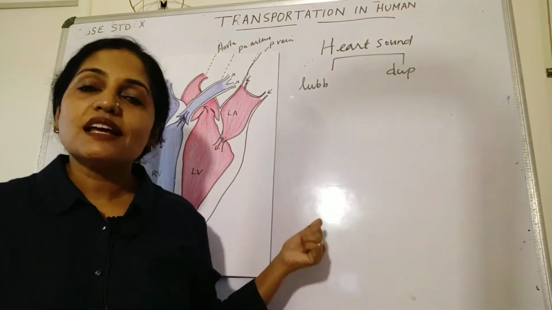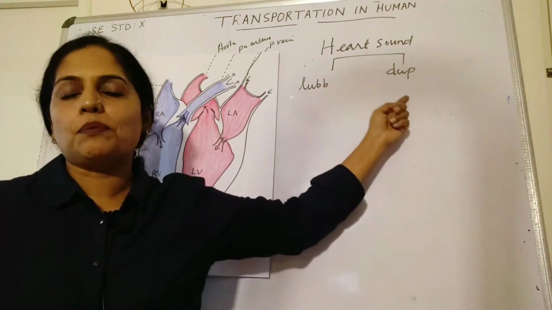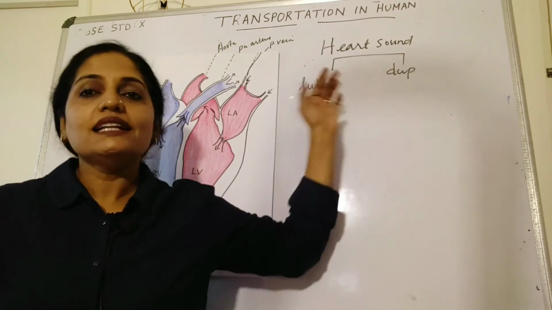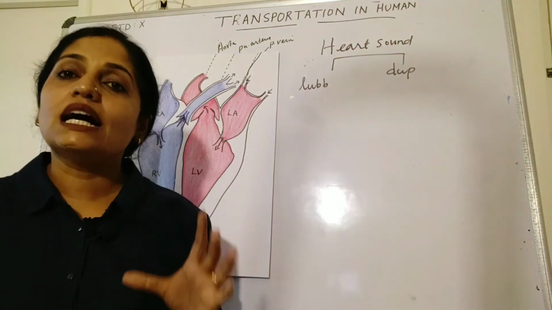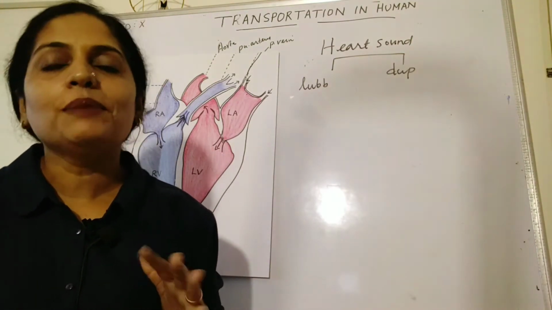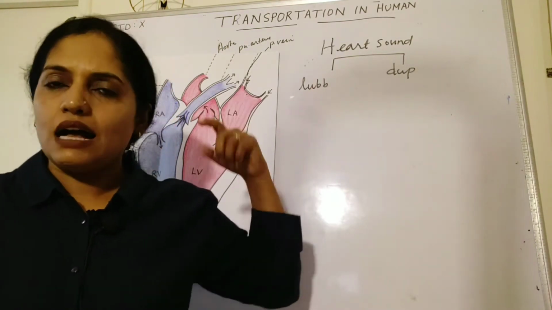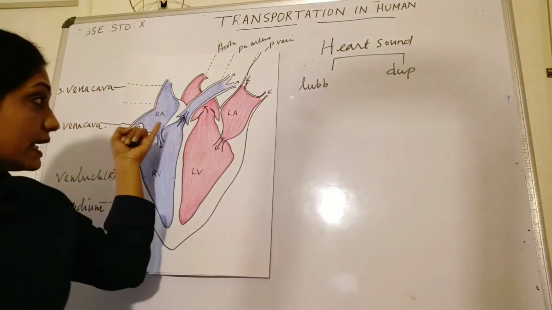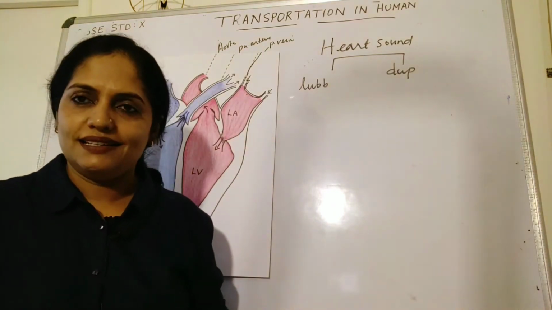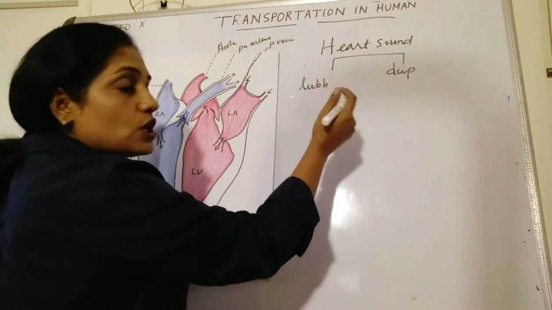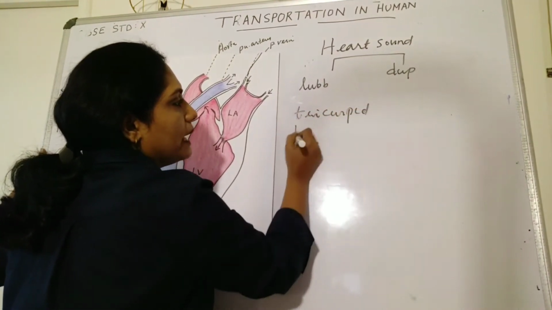When these valves are getting closed, we get two heart sounds, which are the lup sound and the dup sound. In a heartbeat, there is one lup sound and one dup sound. Our heart beats 72 times per minute. The lup sound occurs when the tricuspid valve and bicuspid valve close simultaneously. So the lup sound is due to the closure of the tricuspid and bicuspid valves.